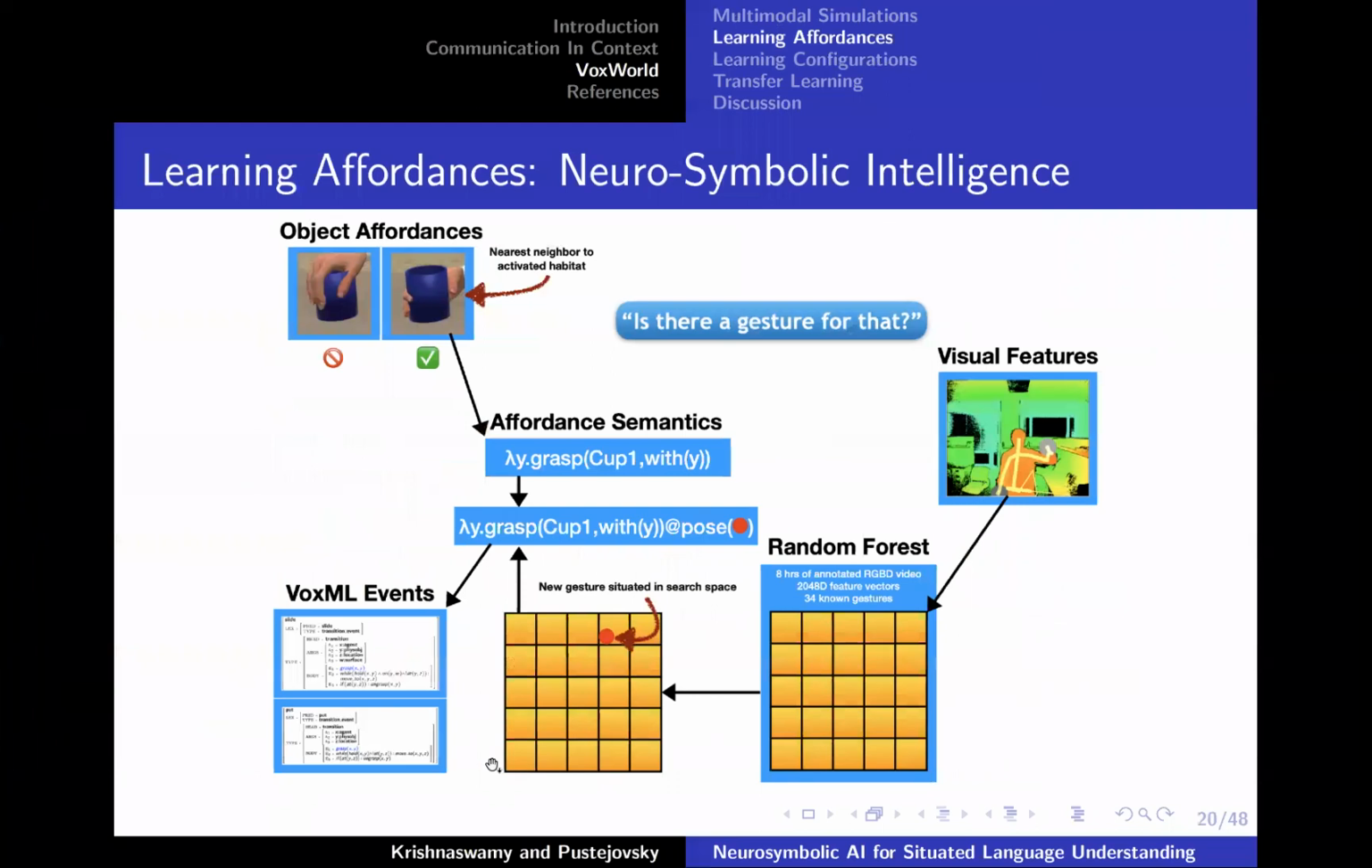The process for that looks something like this, where we have an object affordance that is currently being interacted with by the agent. This creates an incomplete affordance semantics. At the same time, when she asks, is there a gesture for that, the Kinect depth camera captures the visual features of what the hand is doing at that point. It's then fed into a random forest trained over 8 hours of annotated video data with 34 known gestures. This new gesture is then situated within that search space, which fills in that variable in the affordance semantics with the pose. That's then propagated down to any other events that contain that, in this case, grasp event as a sub-event.